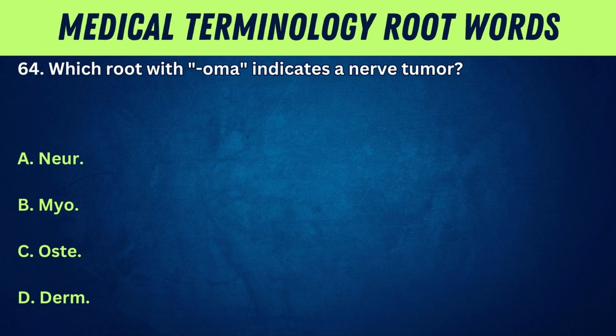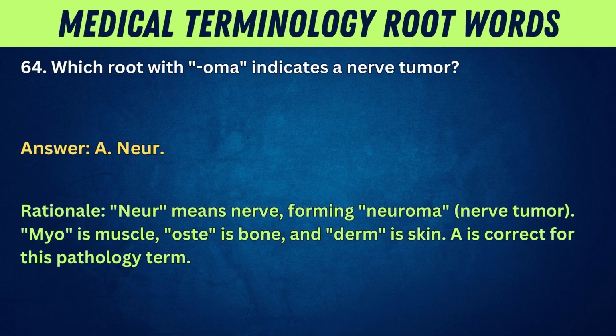64. Which root with oma indicates a nerve tumor? A. Neur. B. Myo. C. Ost. D. Derm. Answer. A. Neur. Rationale. Neur means nerve, forming neuroma, nerve tumor. Myo is muscle, ost is bone, and derm is skin. A is correct for this pathology term.